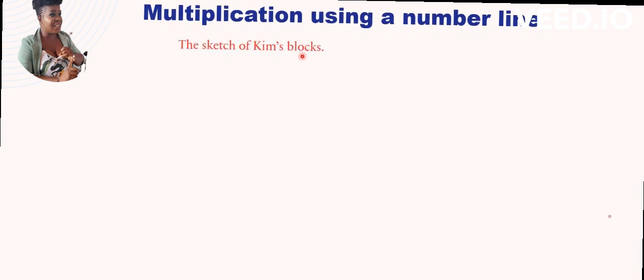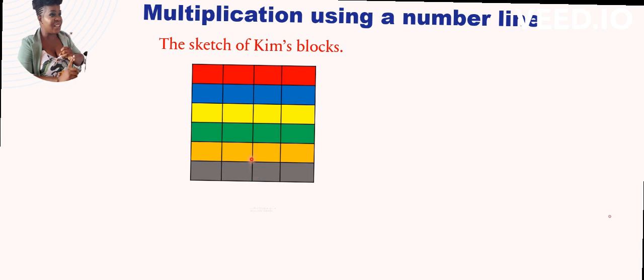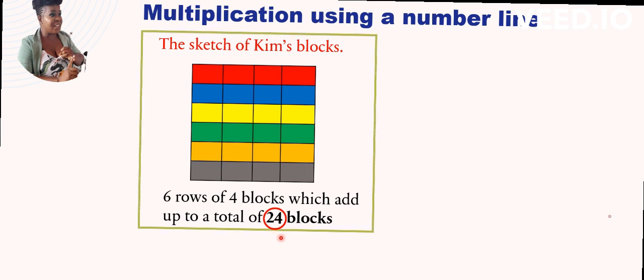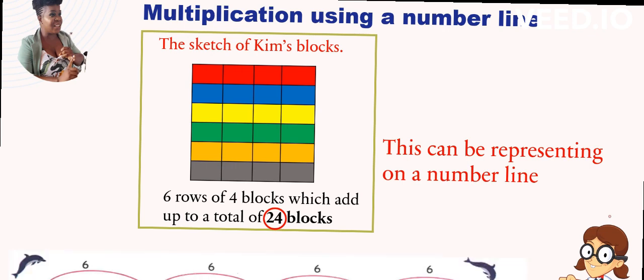Now let's go to multiplication using a number line. This is the sketch of Kim's arrangement of blocks. 6 rows of 4 blocks which add up to a total of 24 blocks. This can be represented on a number line. The fish will jump 6 spaces each time and rest on its 4th jump. The fish will be at 24.